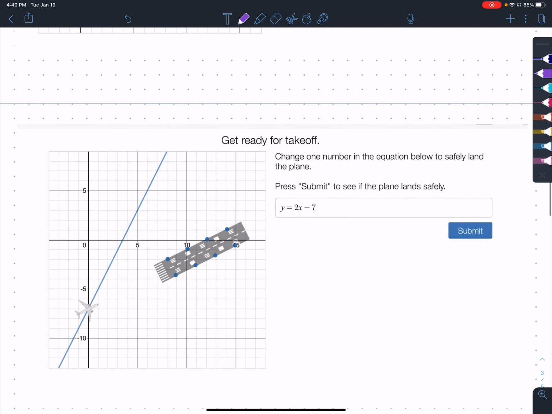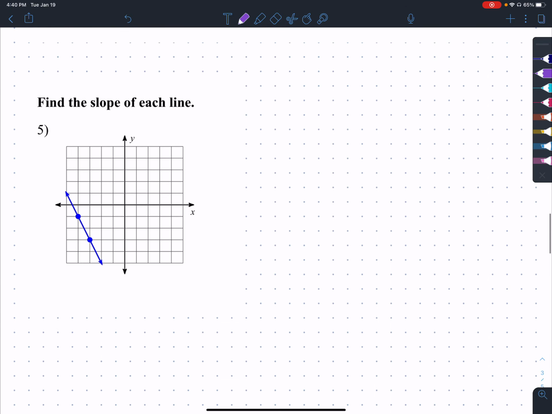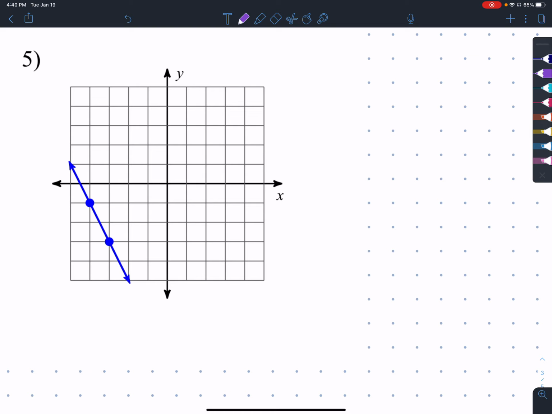Okay, I'm going to skip this one here. So this is another example. Find the slope of the line. So here you'd have to look at the points given. And I'm going to look at this in two ways. So first, I'm going to look at this starting from this point and going towards the other point.